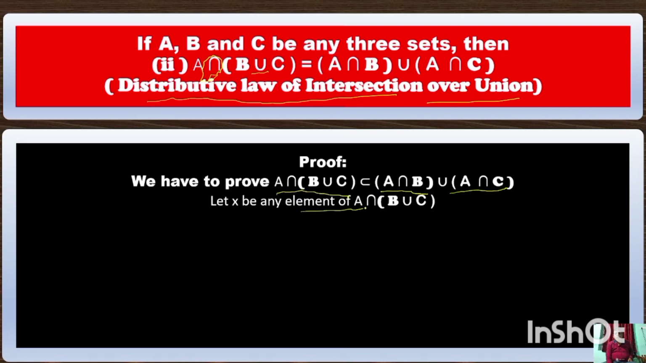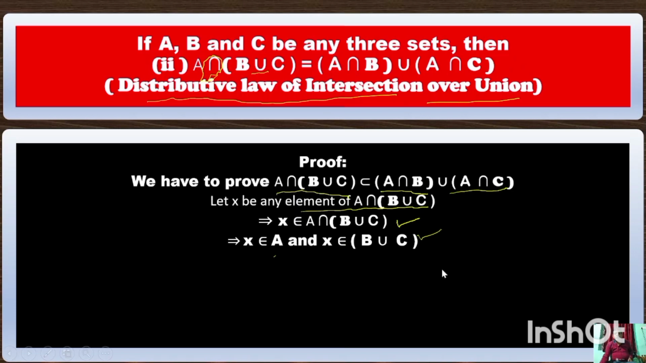Let X be an element of A intersection B union C. Then X belongs to A intersection B union C, right? Or you can write X belongs to A and X belongs to B union C, right? Here the operator before the bracket is intersection, so you have to use the AND operator. X belongs to A and X belongs to B union C. B union C means what? X belongs to B or X belongs to C, right?